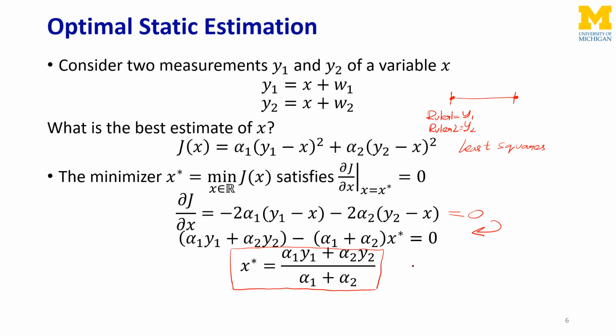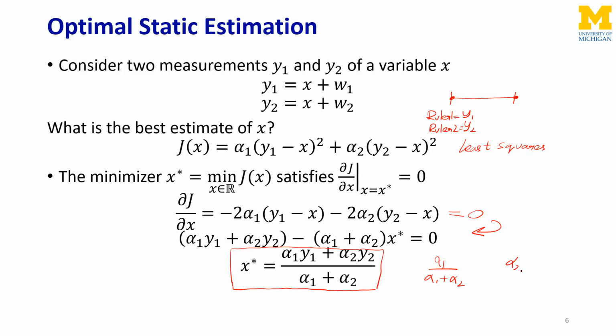Anyways, a couple of things to note here. The first thing to note is that the weights actually add up to 1. The weight of the first measurement is alpha 1 over alpha 1 plus alpha 2.